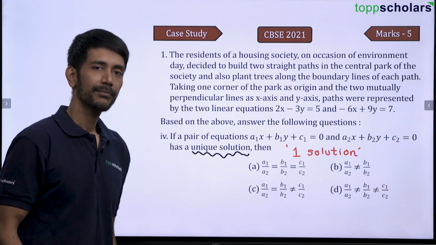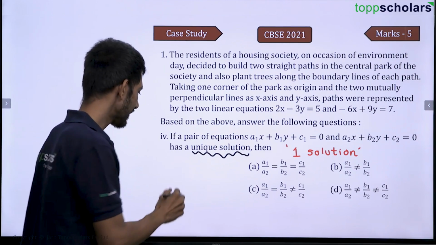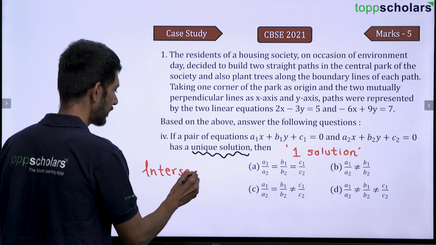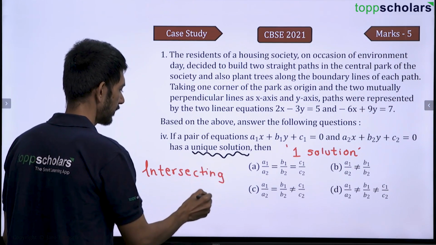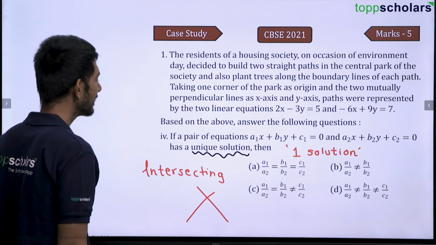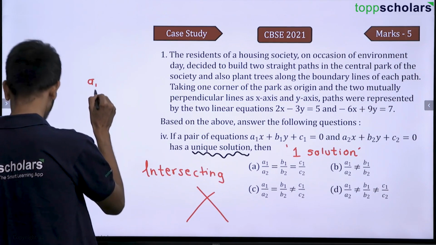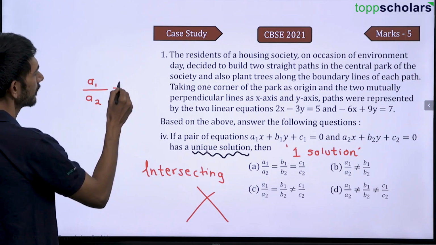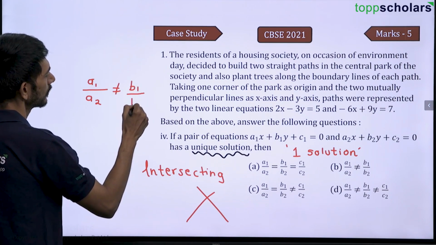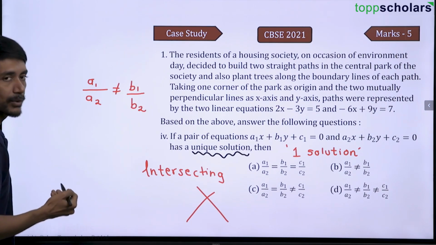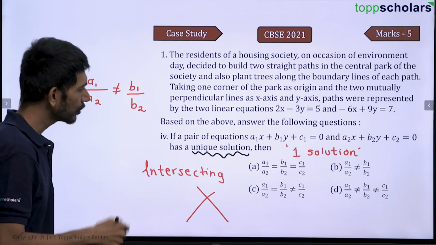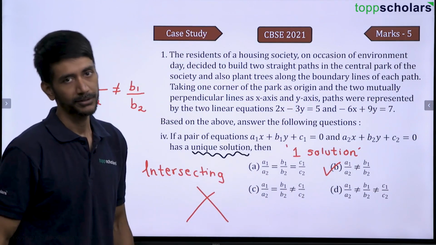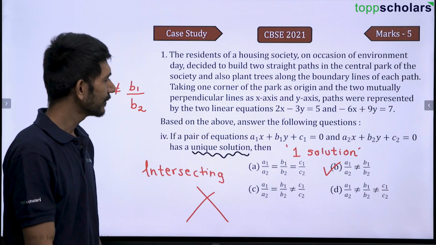This we already know, right? If the two lines have a unique solution, that means they are intersecting lines, right? Something like this. And whenever the lines are intersecting, the first two ratios mean a1 by a2 is not equal to b1 by b2, right? So option B is the correct option. Easy? Okay, let's continue.